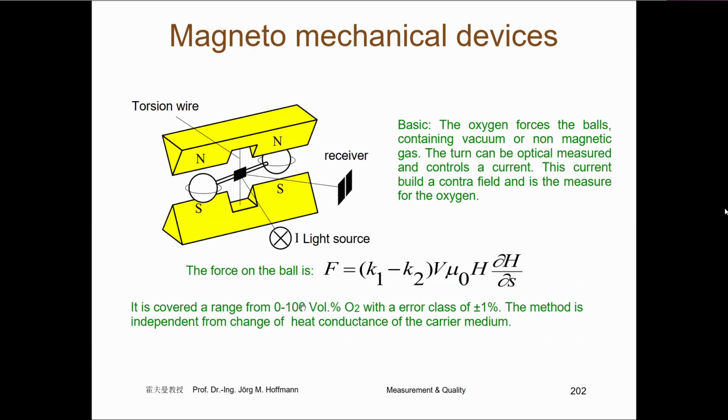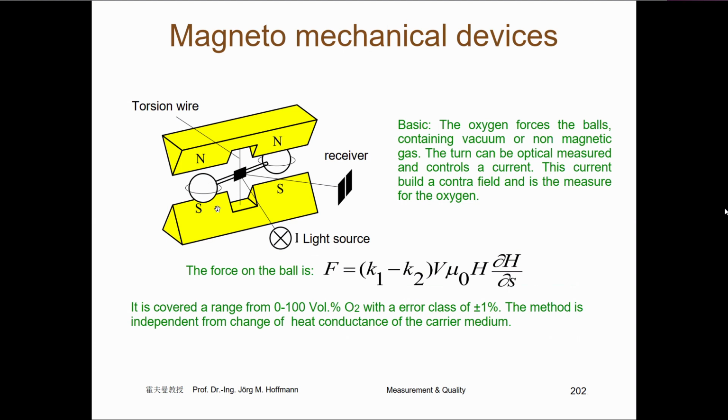Or a very, very precise instrument, but also a mechanically very sensitive instrument, is this one. When you would like to measure the oxygen in a room, so that you do not have a stream through the sensor, that you would like to measure in the air in a room, you have this sensor. You have these two magnets. You have a torsion wire here. This is a mirror.